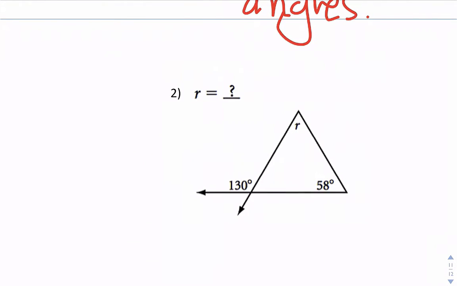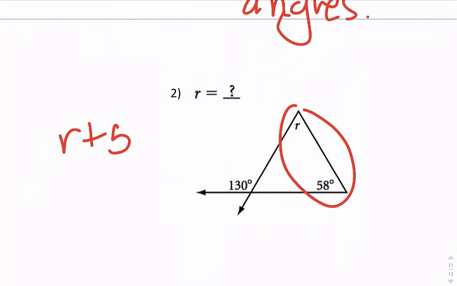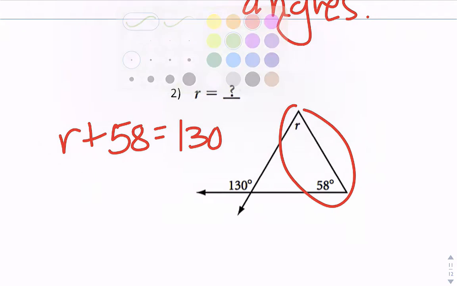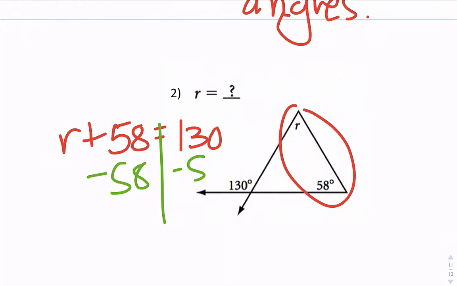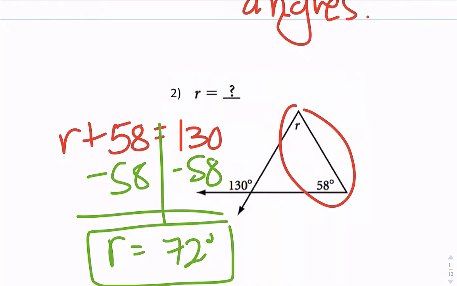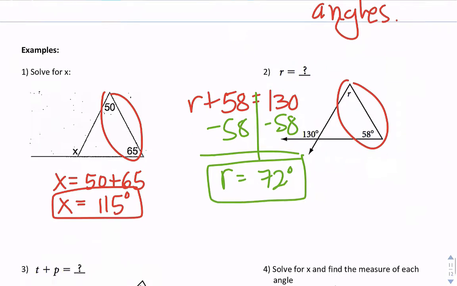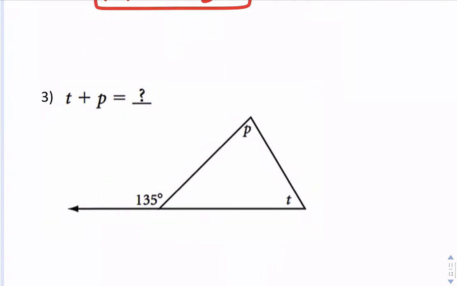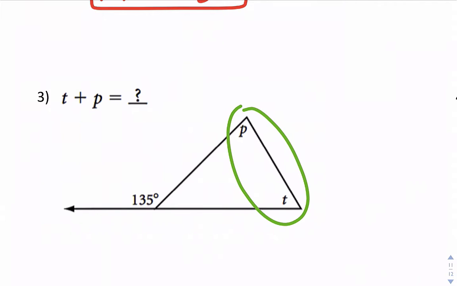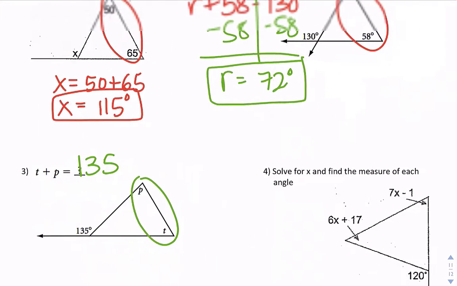All right, let's take a look at this right here. So again, we could figure out r not knowing the theorem. We could figure out this angle and then subtract from 180. But let's just use the fact that r plus 58 equals 130 and solve. So we can subtract 58 from each side. So r equals 72. Okay, so again, all these problems you can solve without the shortcut. It just might take a little bit longer. All right, so here, these 2 add up to 135. That one you can't solve without it.